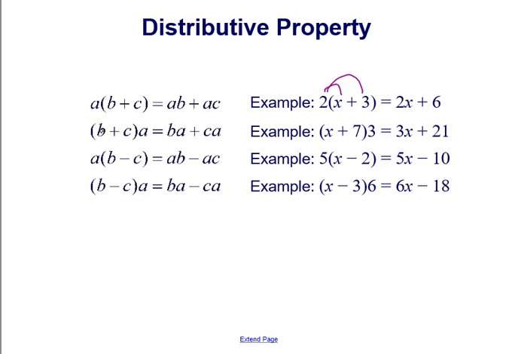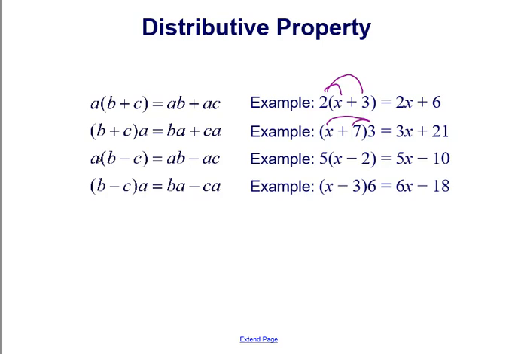So that would be the quantity of b plus c times a still equals b times a plus c times a. So we have this example here where we have the quantity of x plus 7 times 3. We're still distributing that 3 even though it's on the right side of the parentheses. We're going to do 3 times x plus 3 times 7, which is 3x plus 21. And then we can see with the next two formats that we can also have the distributive property with subtraction.